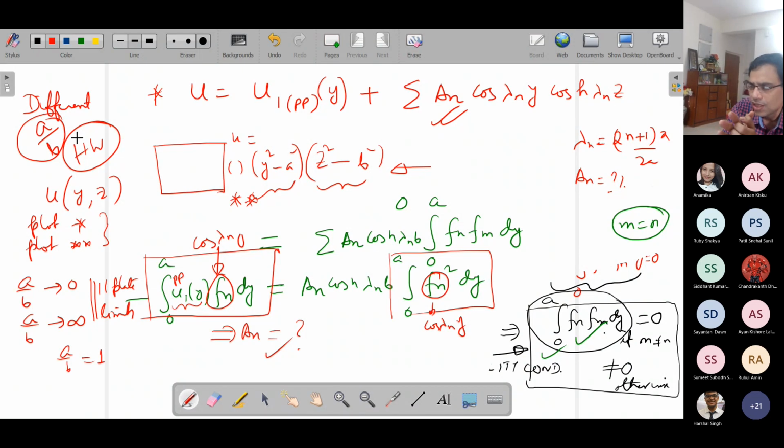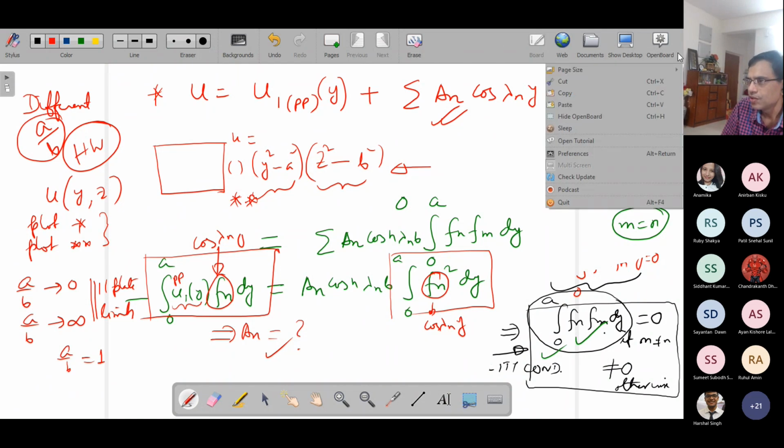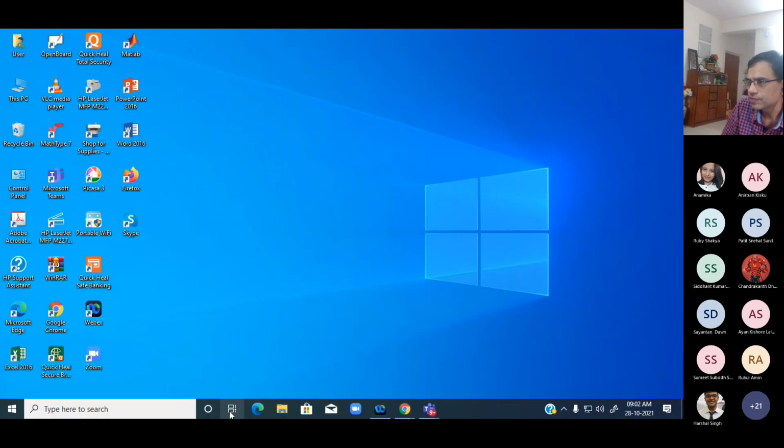So that will give you a clear, summarized understanding of the difference between a parallel plate channel solution and a general rectangular channel solution, which in a limiting case will boil down to parallel plate channel.